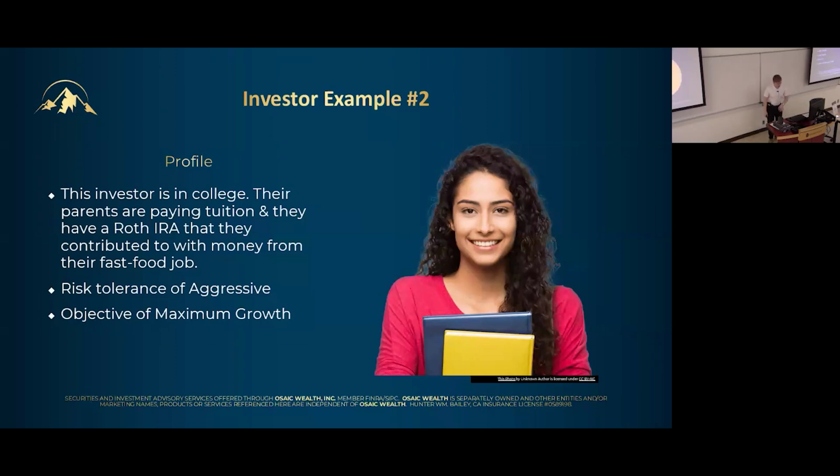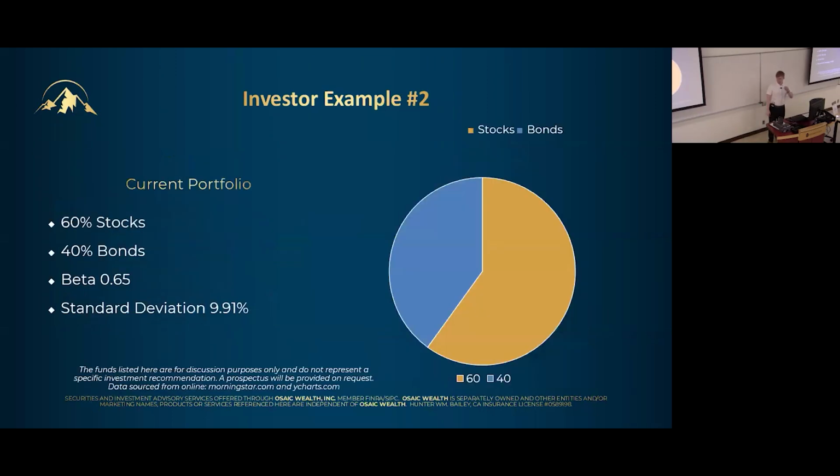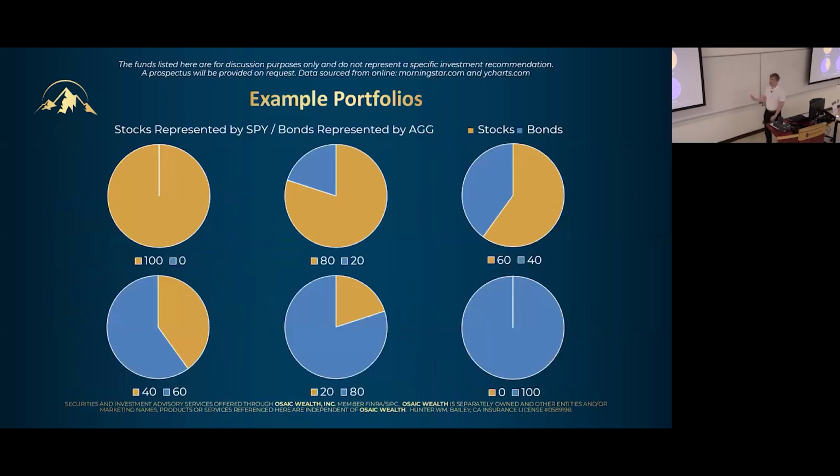So her current portfolio sits at a 60-40 allocation. We've got this balanced 60% stocks, 40% bonds, beta of roughly 0.65, standard deviation a little bit under 10%. So do we think this is suitable for her needs? I'm seeing some head shakes. And honestly, yeah, I would totally agree with you. So based on her objectives, which of these do we think we'd pick for her?